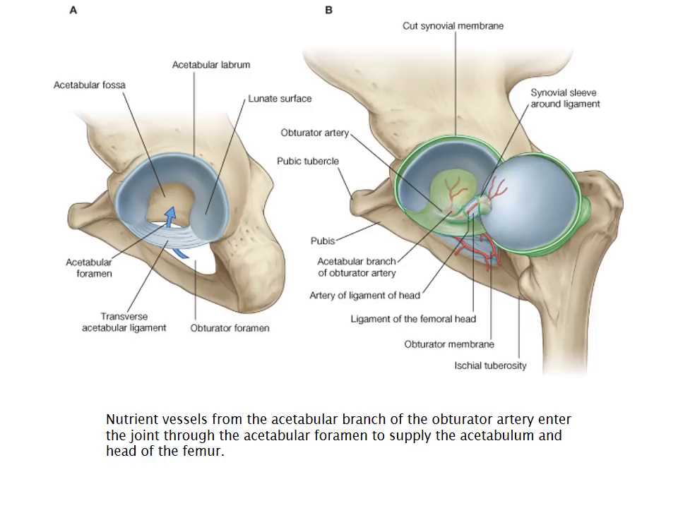The transverse acetabular ligament bridges the acetabular notch. Here we see that ligament bridging this acetabular notch, and it joins the two ends of the acetabular labrum. This ligament consequently forms the acetabular foramen. Here we see the foramen, through which the nutrient vessels and the small nerves pass to supply the hip joint.